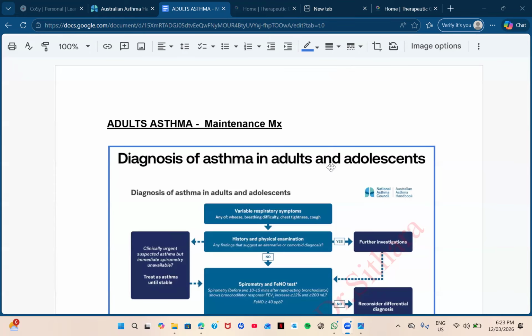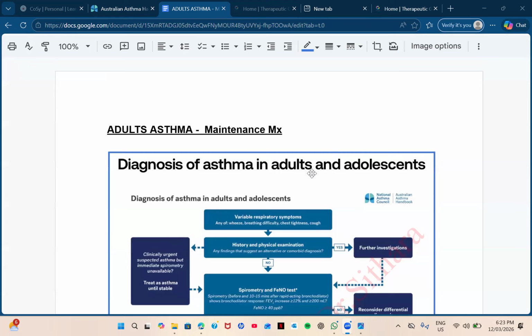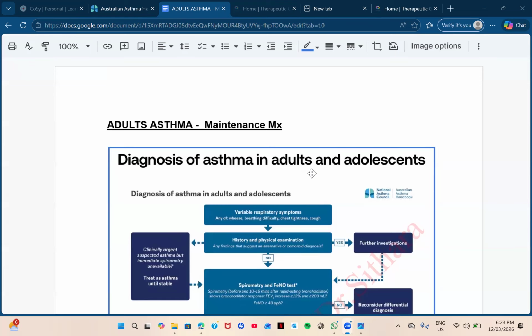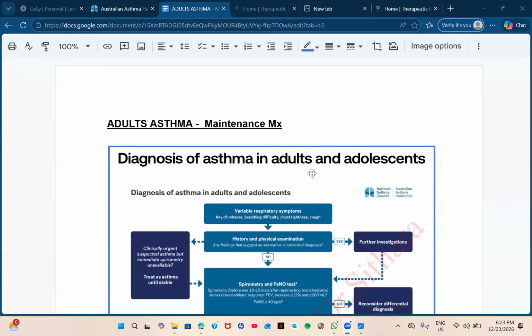Okay, so let's discuss. In maintenance therapy, you all know what we are doing, right? We are giving preventers and relievers to maintain their symptoms, and what else? To prevent the exacerbations, right? What is in the chat?